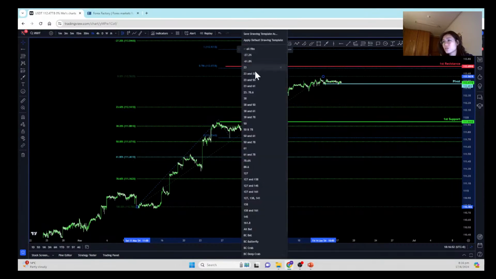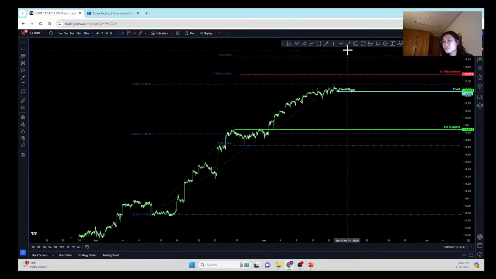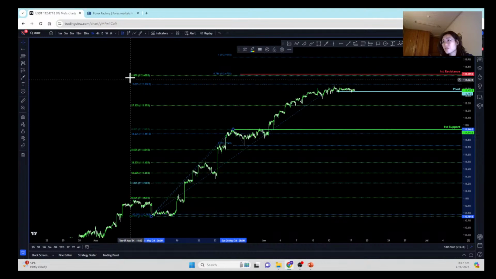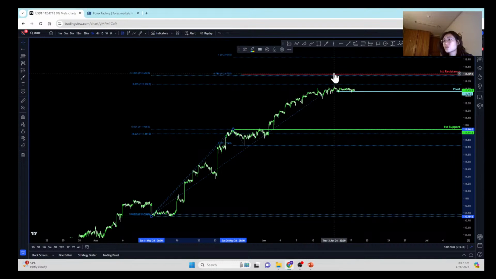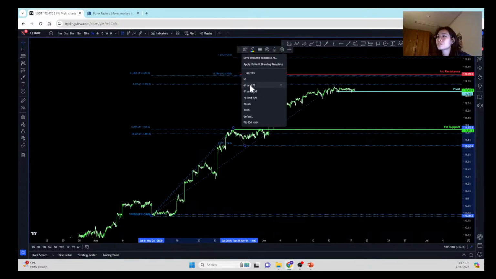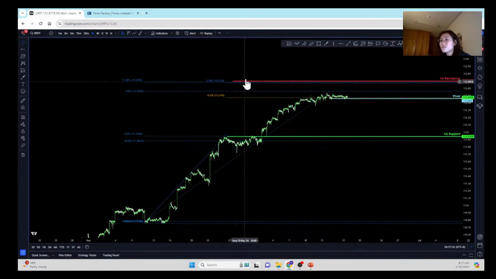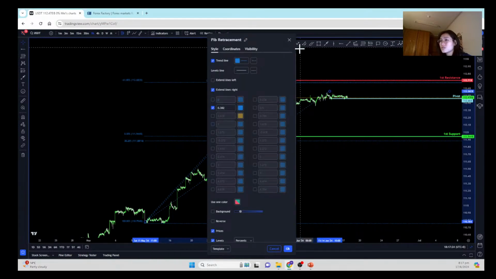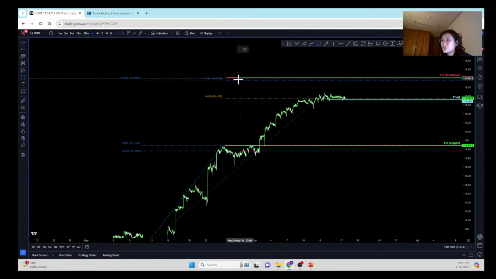38.2 lines up with my first support. Okay, and my minus 61.8 also lines up with my first resistance. Okay, so let me get rid of this 0. Yep, so we do have this confluence area here, which might attract price.